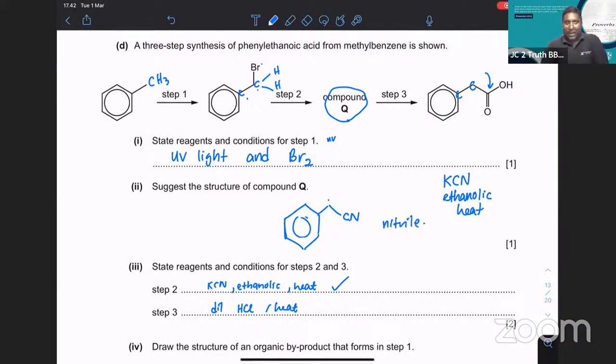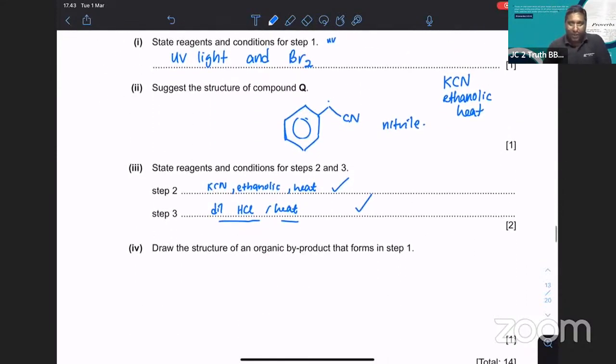Step number 3: how do you change a nitrile to a carboxylic acid? In this case, you need to use dilute HCl and you need to heat it. You can change the nitrile into a carboxylic acid, so you will get that compound. This is very, very important.